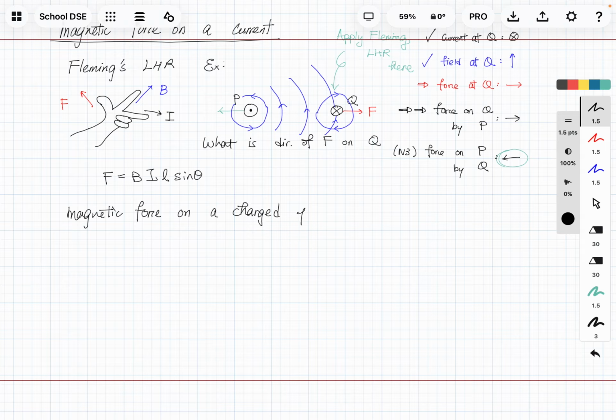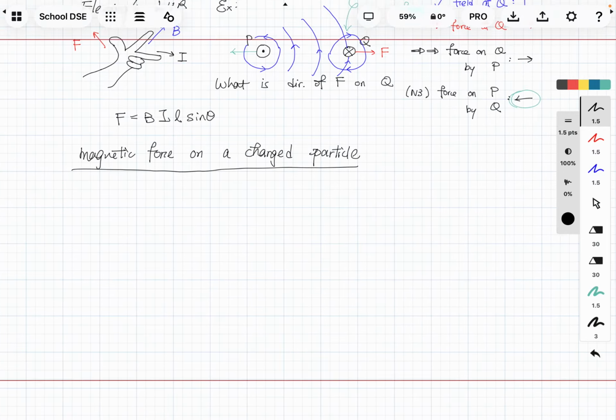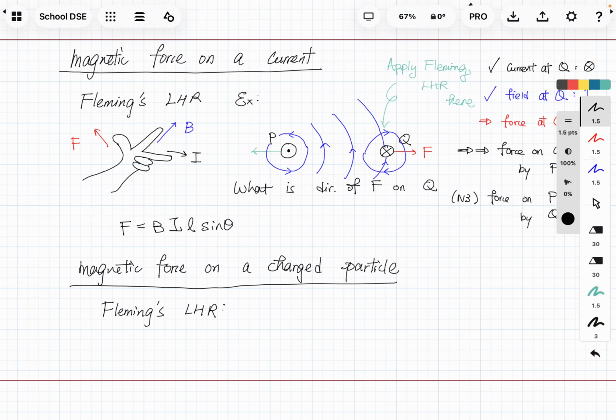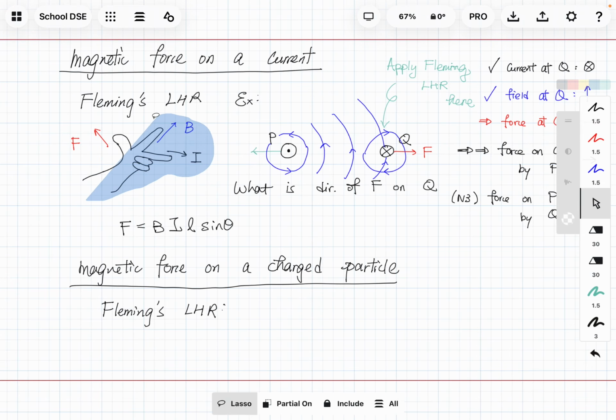It is 0 for the first one, because the angle between the velocity and B field is 0. The B field is pointing to the right. This is also pointing to the right. Therefore, the angle theta is 0. So sine 0 is 0.